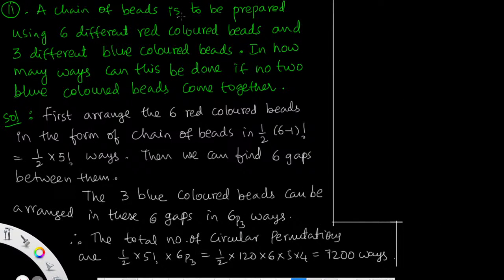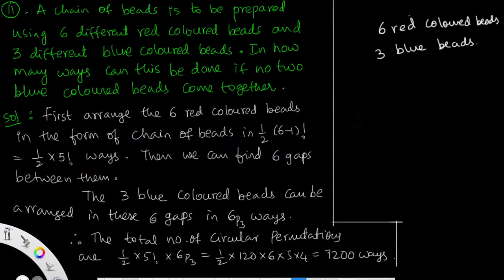A chain of beads is to be prepared using 6 different red colored beads and 3 different blue colored beads. In how many ways can this be done if no 2 blue colored beads come together? So this is permutations with restriction of the second type. No 2 blue colored beads come together means take the gap method. So how many are given? 6 red colored beads and 3 blue colored beads.